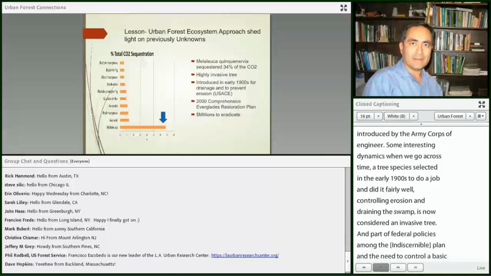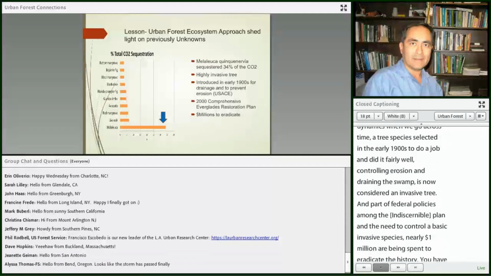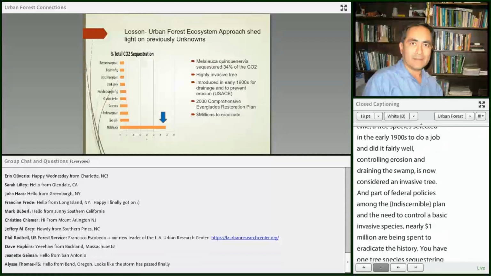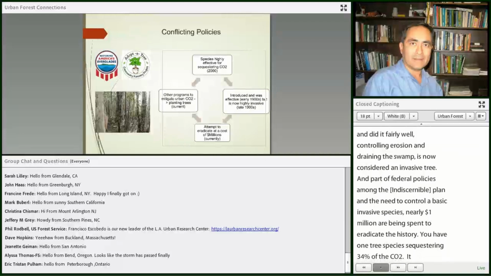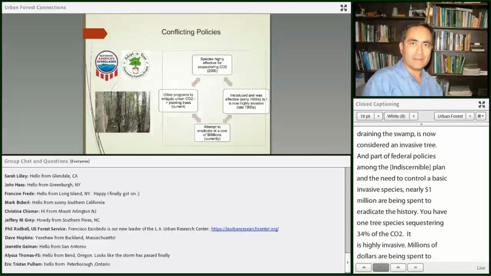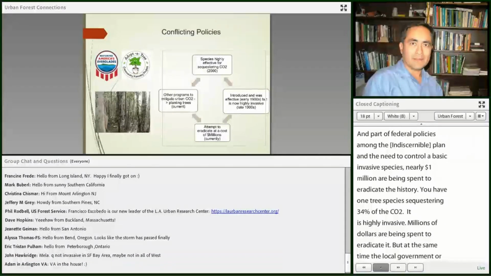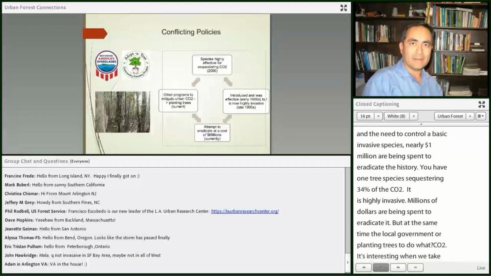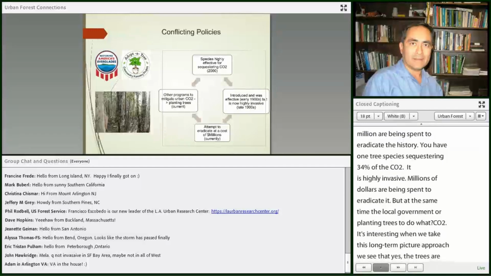You have one tree species that's sequestering 34% of all the carbon dioxide. That tree is highly invasive. Millions of dollars are being spent to eradicate it. But at the same time, other municipalities, other local governments are planting trees in large part to do what? To sequester carbon dioxide. So it's interesting when we take this long-term picture approach, we see that yes, trees are sequestering carbon dioxide, but some of those trees are highly invasive.